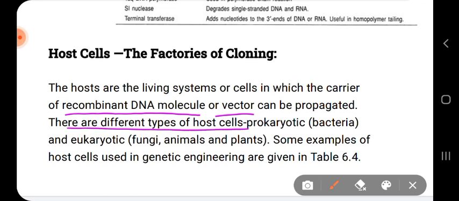So there are different types of host cells that can be used. We can use bacteria as a host cell, we can use eukaryotes as a host cell like fungi, animals and plants. Plants can also be used as a host cell, sorry, not vector. And I will go for the plants, because it has been given in your plant biotechnology syllabus, the agrobacterium mediated gene transformation. Some examples of the host cells used in genetic engineering have been shown in this table.